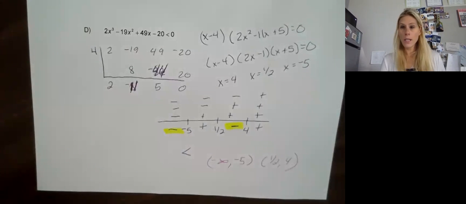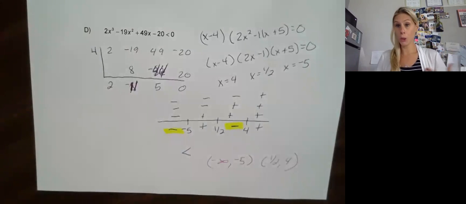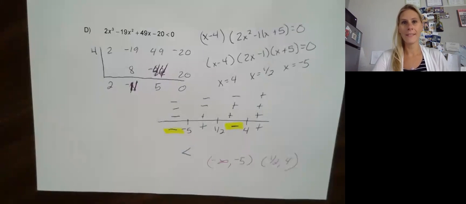And we are done. Be careful on those examples of multiplicity of 2, because remember you need 2 rows, and when you go straight down. All right, guys, good luck.